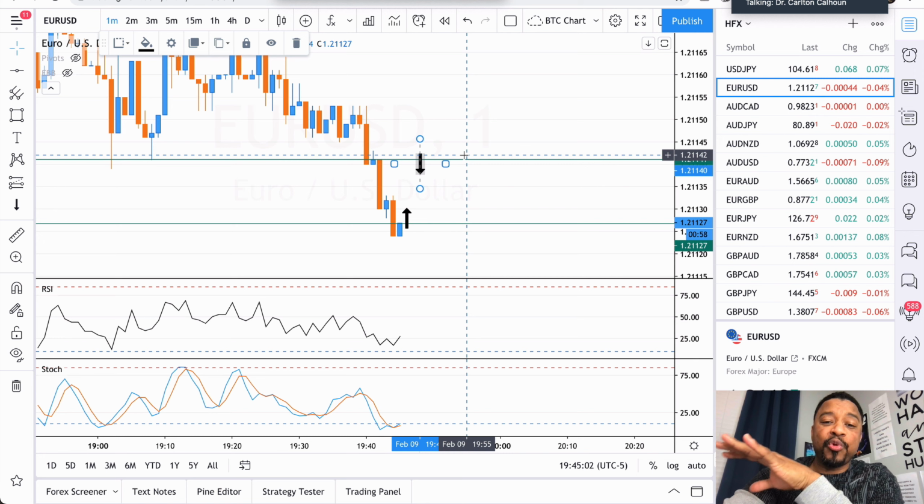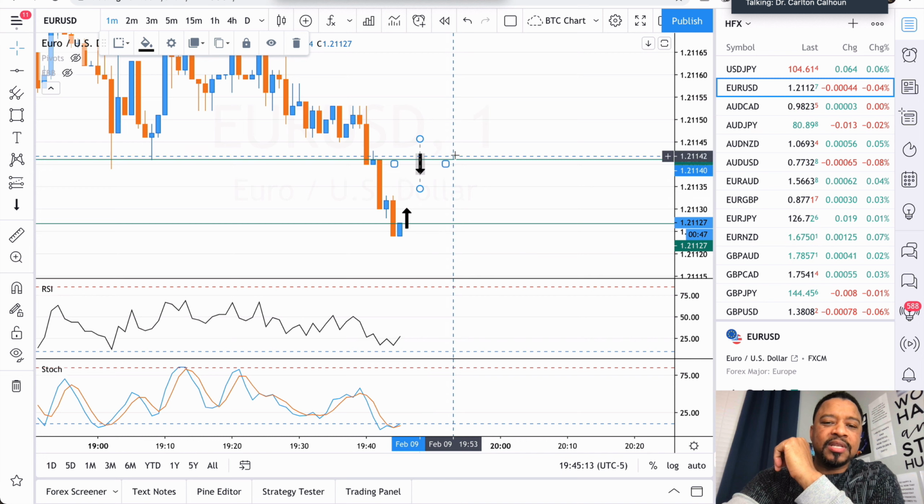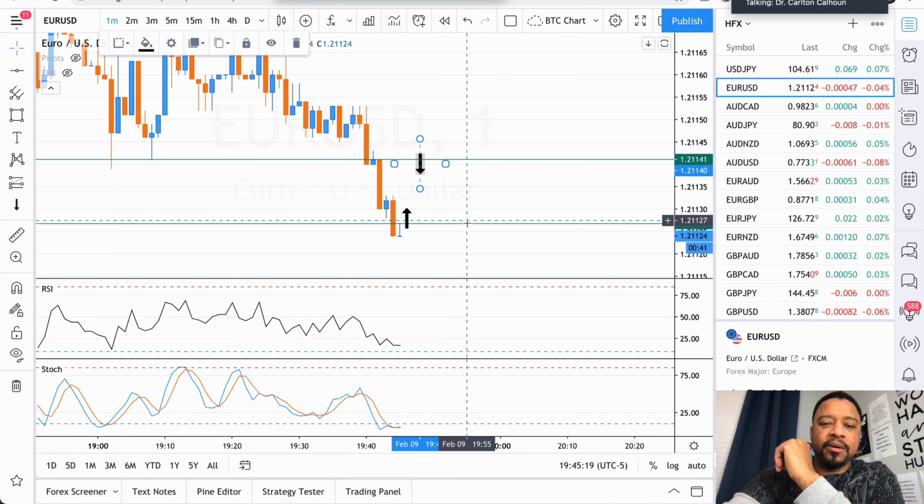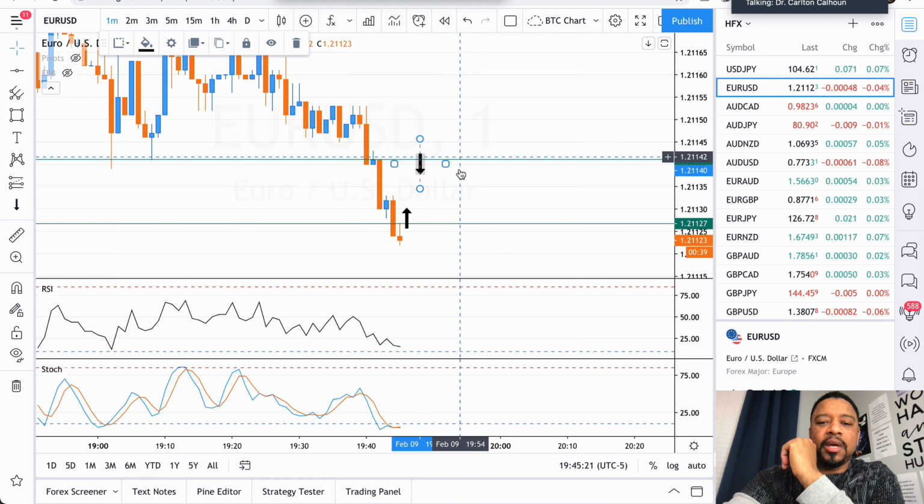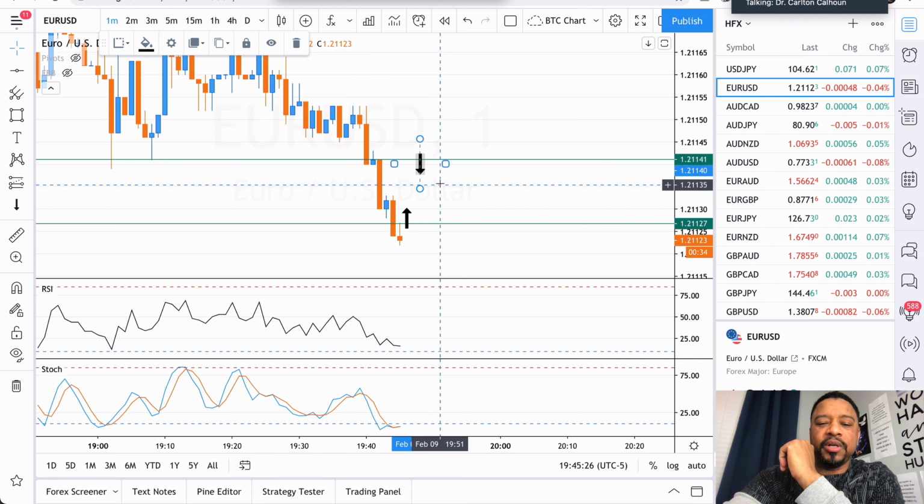I lower my risk. So, for example, one of my accounts now is around $260. So instead of trading 3%, I'll lower it down to 1%. And every time it spikes, I'll hit it. Put here. Call here. Put here. Call here. And hope to catch it in between.